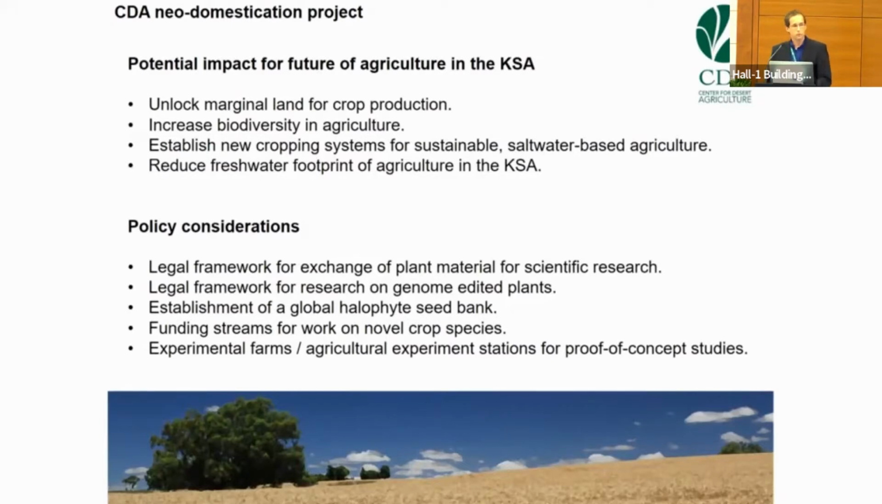What we need for being successful really, and where the kingdom might help, is actually to really have a good legal framework to exchange plant material. How can we get new wild crop relatives into the kingdom?